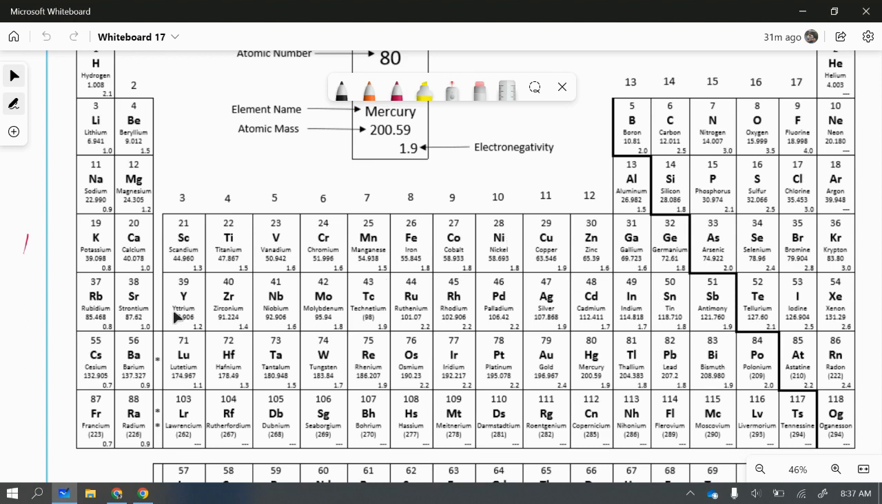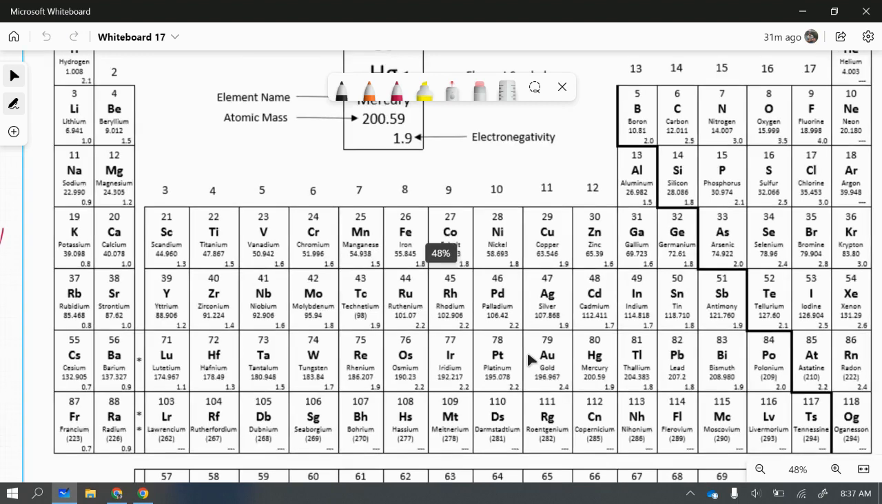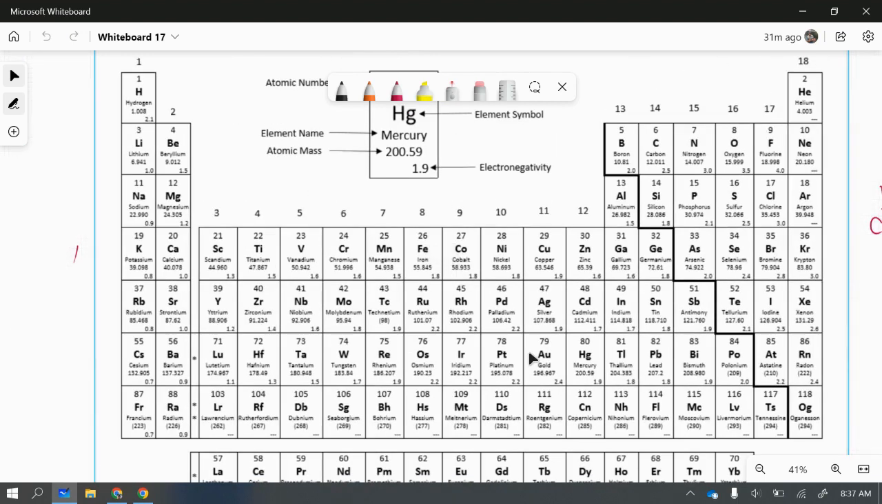Okay, I said two more, so let's do one more. Find the element that only has 2 protons in its nucleus.